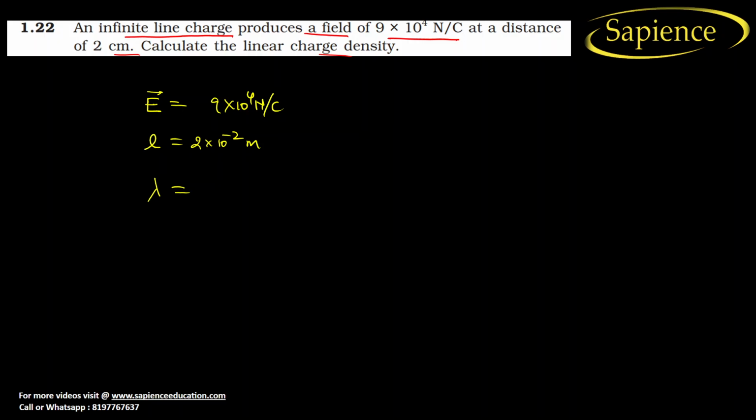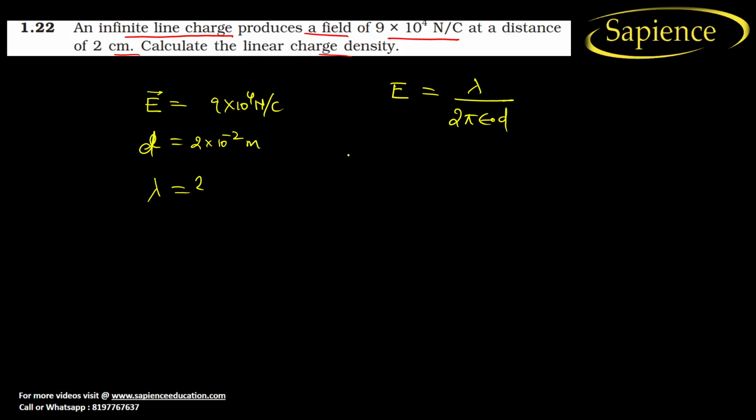Just pause the video and try to solve this. Lambda is what they are asking you. Now you remember the formula: electric field is equal to lambda by 2 pi epsilon naught into d, where d is the distance. This is the distance they have provided you. Now by using this, we can easily find out lambda.